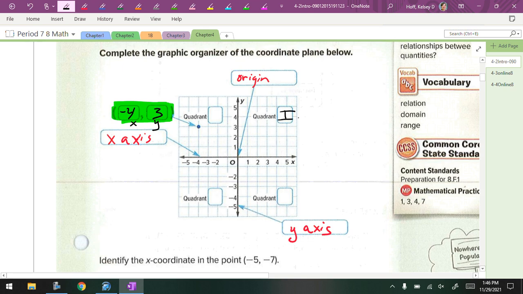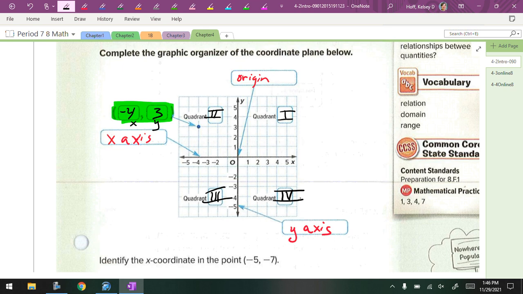Quadrant 1 is the upper right hand. It looks like an I. Now we work our way to the left. Quadrant 2 is here. Quadrant 3 is here. And to write a 4, you put an I in front of a V. So quadrant 1, 2, 3, and 4.